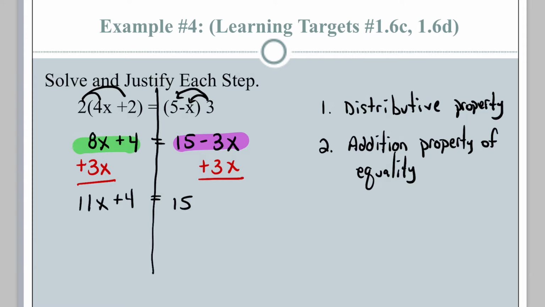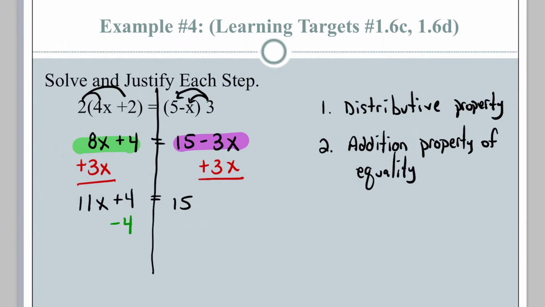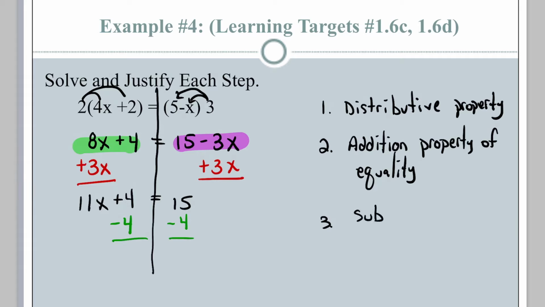Now, I notice that I still do not have all my like terms on one side of the equation. I need to move the positive 4. And the way that I can do that is using the inverse operation of addition, which is subtraction. So I'm going to subtract 4 from the left side. If I subtract 4 from the left side, I must also subtract 4 from the right side of the equation. When I do that, I'm using the subtraction property of equality.